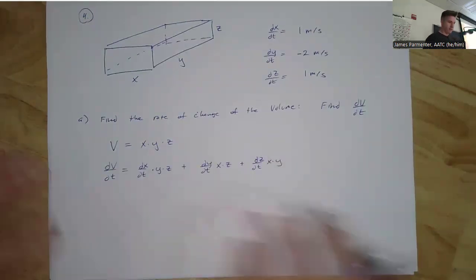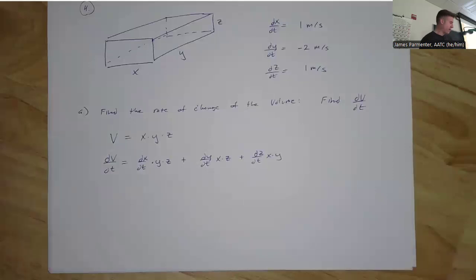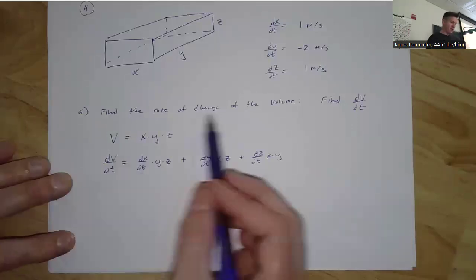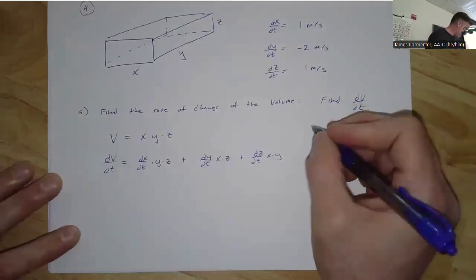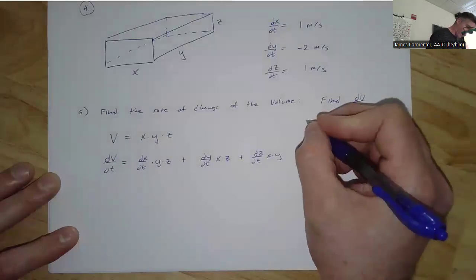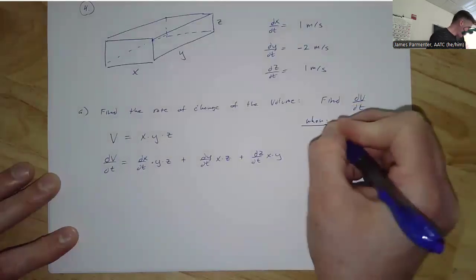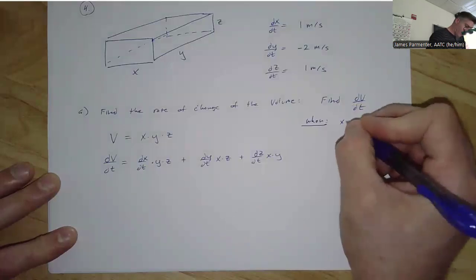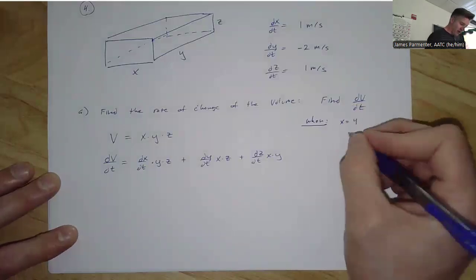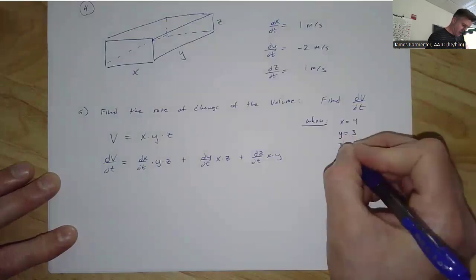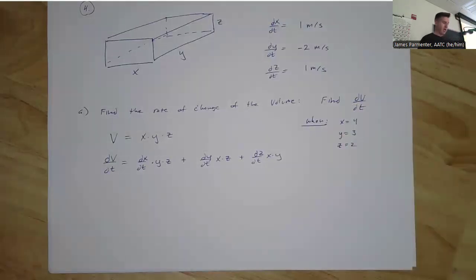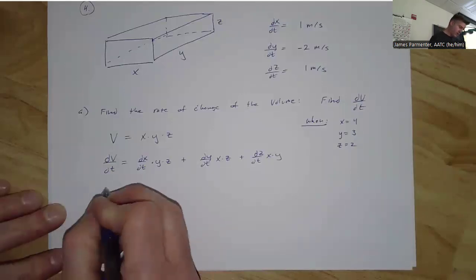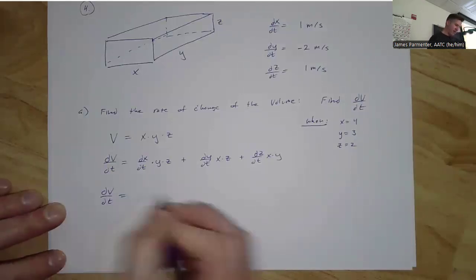Not too bad. And then we plug it in, and they should have told us some other stuff. Let's see. Oh, okay, yeah, they did. It said find the rate of change of the volume, and I forgot to see the last part here. We know that x equals 4 meters, I'm assuming, y equals 3 meters, I'm assuming, z equals 2. So now we have all of the information we need. We want to know what dV/dt is, and we know everything else.